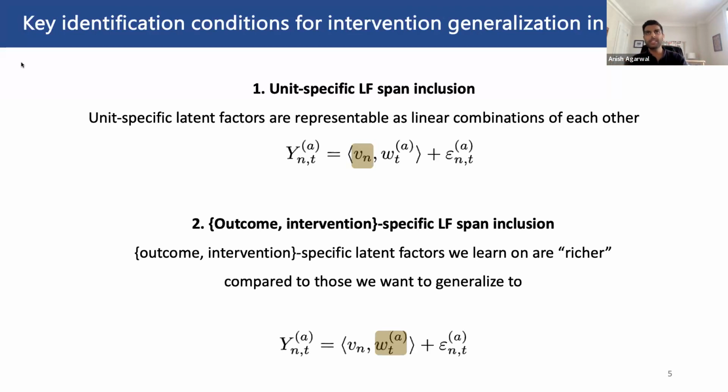And there's another inclusion, which is that if I want to learn my model, you have some observed outcomes under some intervention. Similarly here, the outcomes and interventions you learn under, the Wtas that you observe, need to be richer than the latent factors that you want to generalize to. That's normally given as a linear algebraic condition: you take the matrix of Wtas for which you have observations, and its column span needs to contain the column span of the latent factors for which you want to generalize. So you have these two span inclusions, for the unit-specific latent factor and for the measurement and intervention-specific latent factor, and that's what lets you generalize.